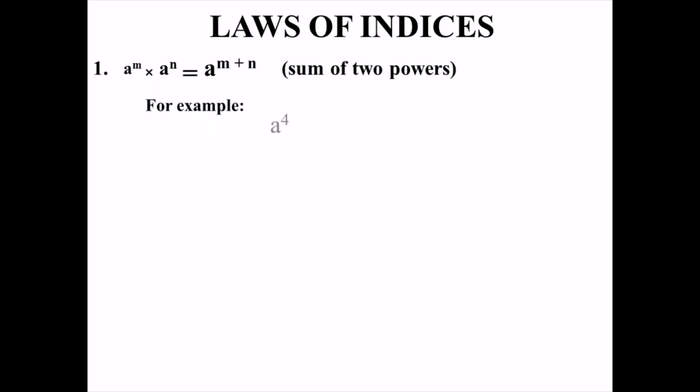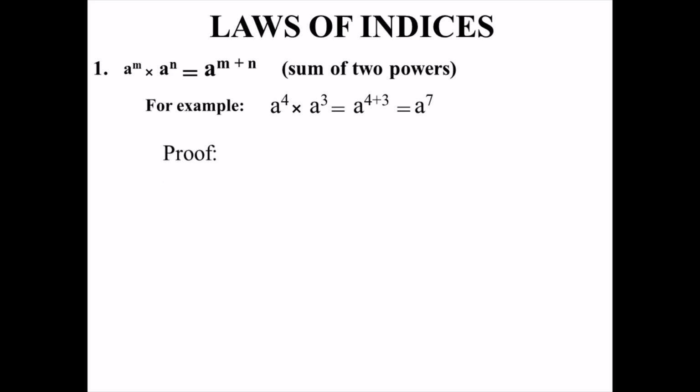For example, if you have a number a raised to the power of 4 multiplied by another number a raised to the power of 3, this translates to a raised to the power of 4 plus 3, which translates to a raised to the power of 7. So you can see we've added 4 plus 3 to get 7.